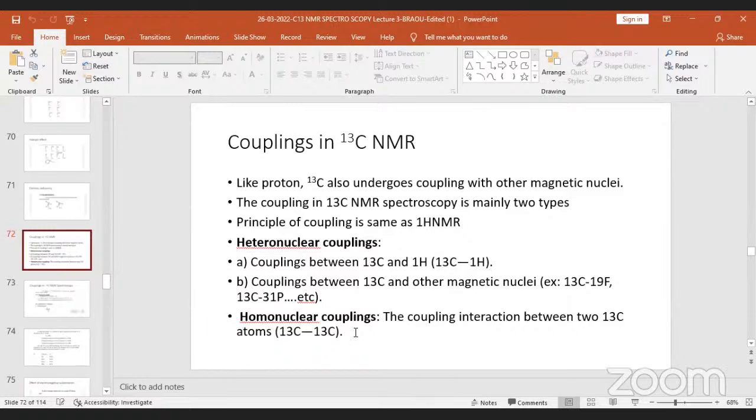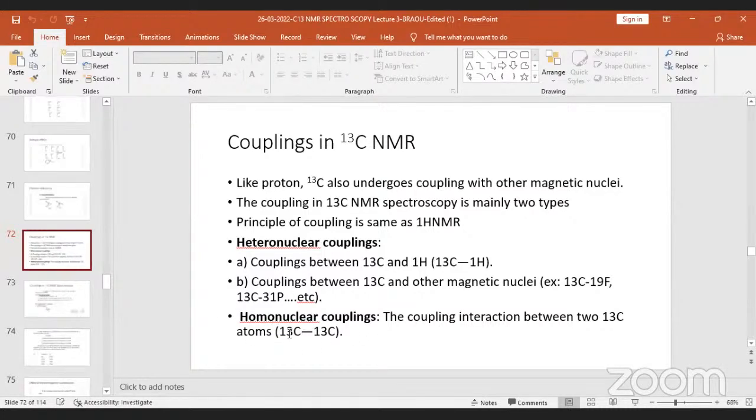And homonuclear couplings means couplings between the same type of nuclei, carbon-13 and carbon-13, the coupling interaction between two carbon-13 atoms. This is quite rare in normal organic molecules because the probability of finding two C13s in adjacent positions is very rare, because of the low natural abundance of C13. Finding one C13 itself is 1.1%.